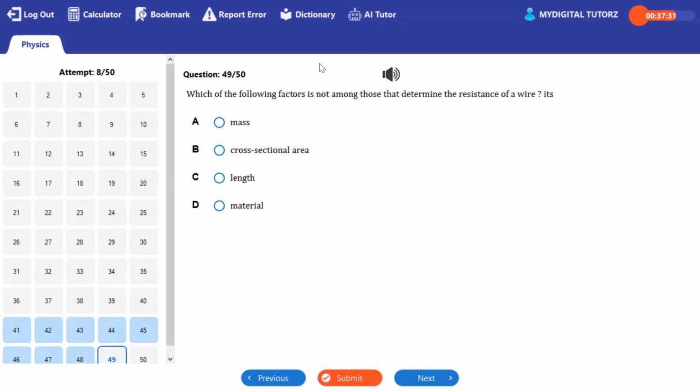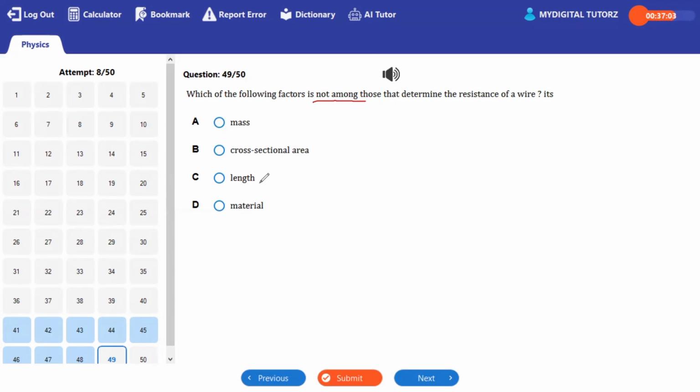Okay. So question 49 says, which of the following factors is not among those that determine the resistance of a wire? Take note, it says factor that is not among. So we are looking for the odd one among the rest. Option A, mass; option B, cross-sectional area; option C, length; option D, material. So here are the factors on which the resistance of a wire depends.